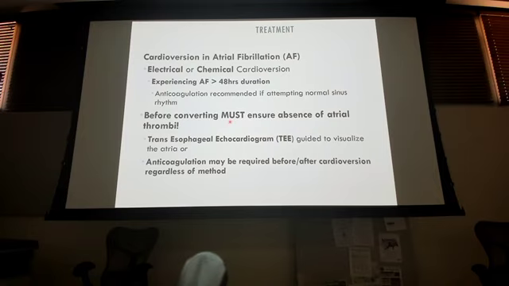So if you do the TEE and you don't see a thrombus there, then you can go ahead and cardiovert. If they decide not to do the TEE, then you're going to anticoagulate them before you cardiovert them, okay?